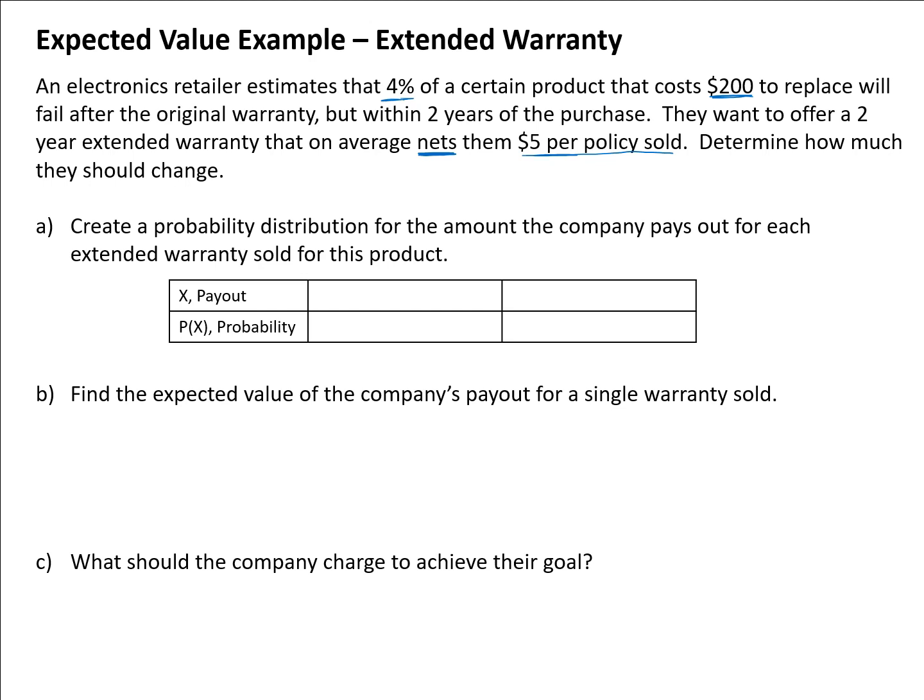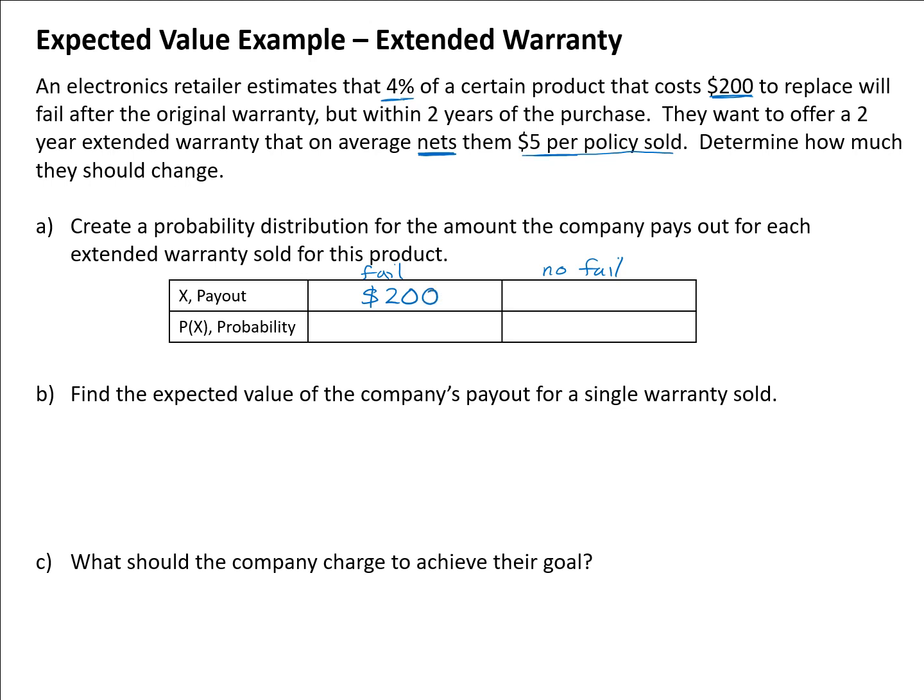Well, to work out how much they should charge, we need to figure out how much on average they would pay out in this scenario. So let's create a probability distribution for the amount the company pays out for each extended warranty sold for this product. There are really two things that can happen: the product is fine for those 2 years, or the product fails. So let's first consider the product failing. If the product fails, the company is going to have to pay out $200 to replace that product.